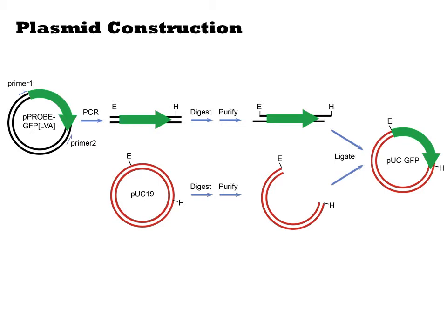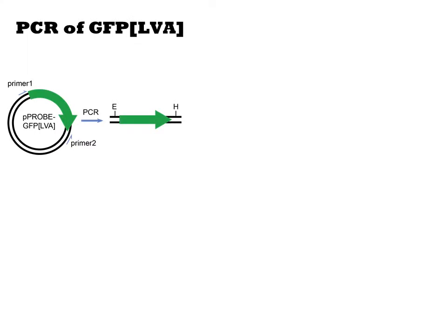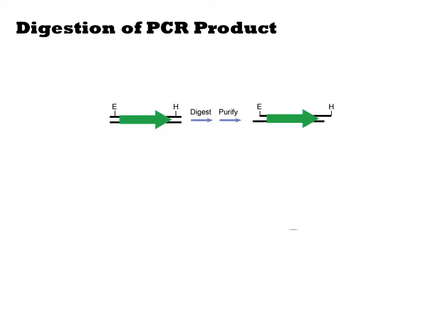A construction file describes lab operations for fabricating a genetic construct. In this diagram, we illustrate the various steps of the cloning experiment. First, we'll do a PCR with two oligonucleotides named primer 1 and primer 2, using plasmid DNA called pProbe GFP LVA as template. This plasmid encodes the GFP gene in green that we wish to move to another plasmid.